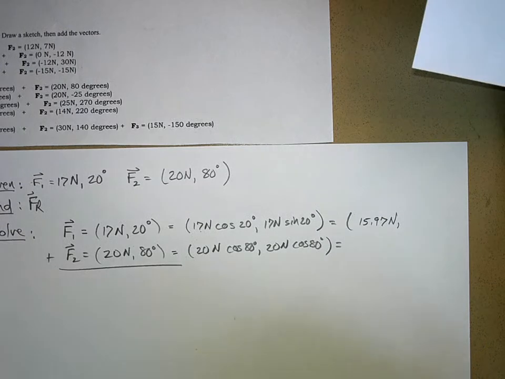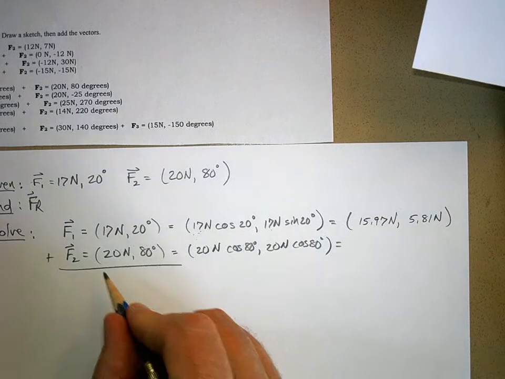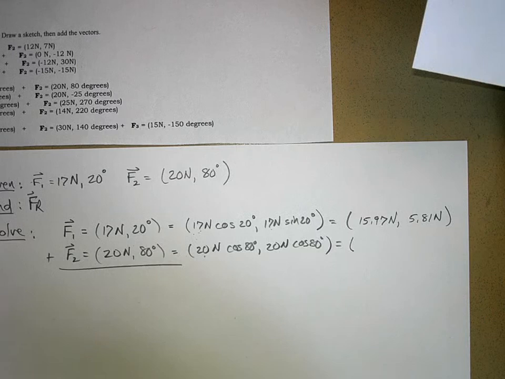20 degrees is very shallow, so I know that my x component is going to be almost as big as the actual magnitude. And then sine of 20 should be fairly small. I don't know, was it 4 or 5 newtons? What do you get for the y component here? 17 times the sine of 20. 5.81? Okay. And then let's take a look at F2. What is 20 newtons times the cosine of 80? That should be like 3 or 4. 3.47. Yeah.